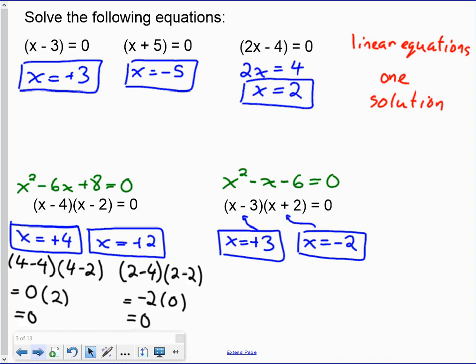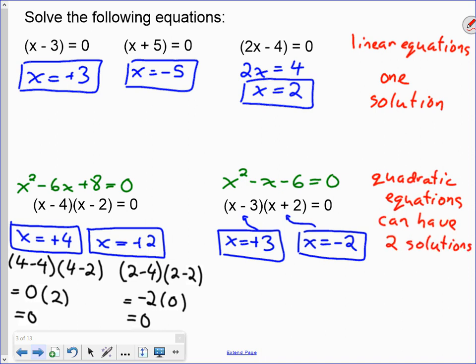So one thing that we want to notice about this is that when we have quadratic equations, we can have two solutions. Now, they don't have to have two solutions. They can actually have two solutions, or one solution, or 0 solutions. Okay? But they can have up to two solutions.